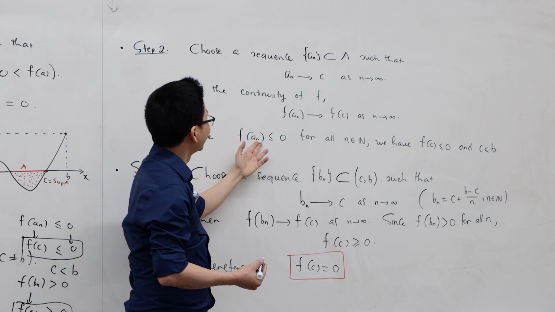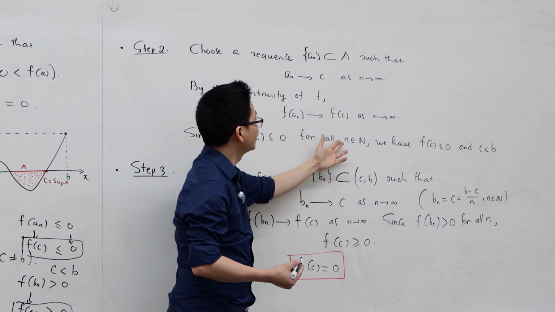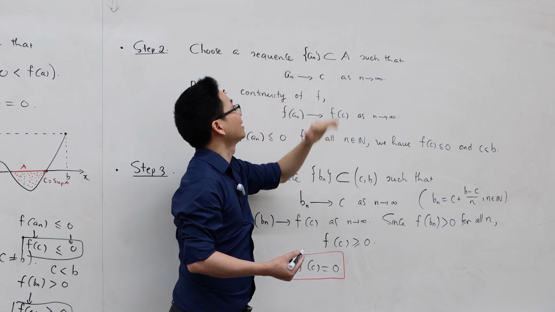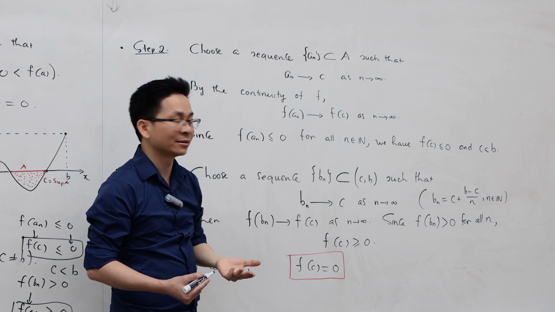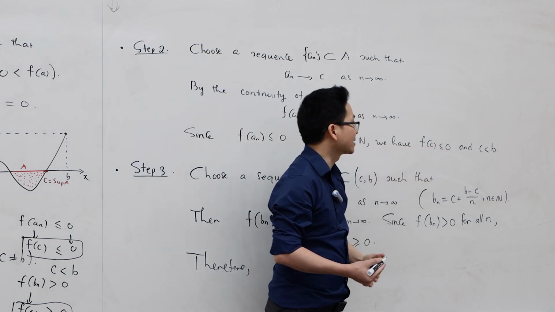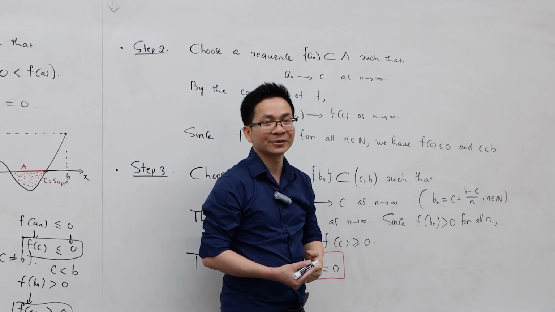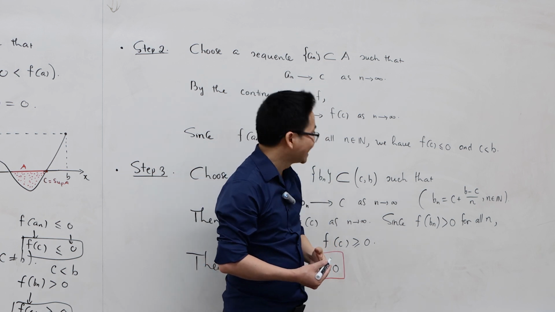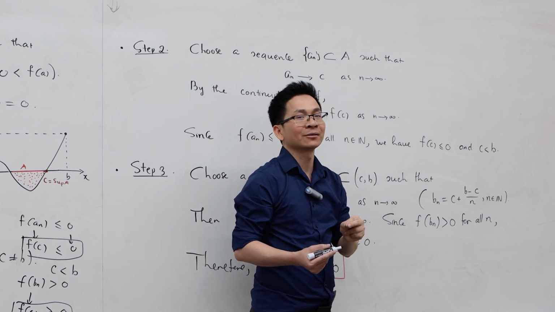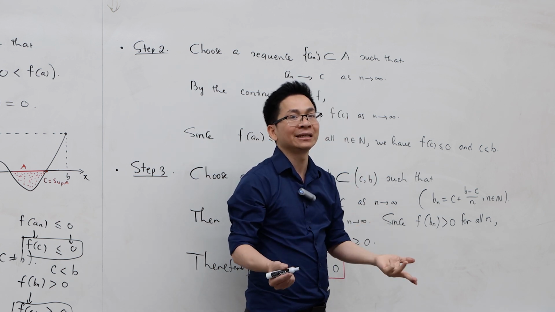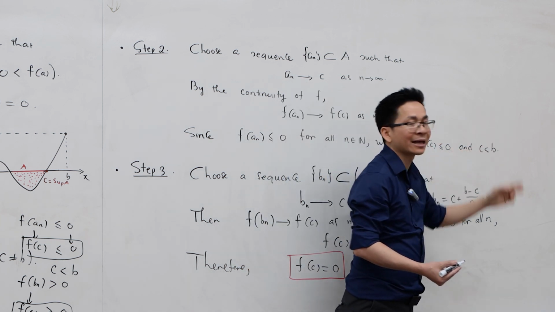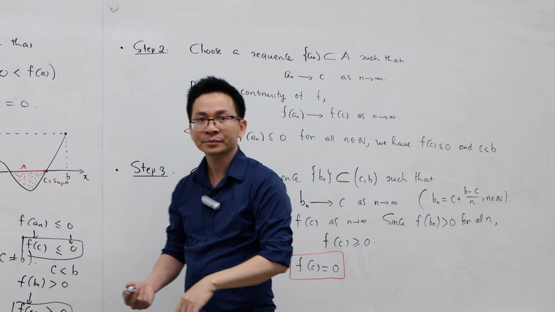Now, because f of an is less than or equal to 0 for all n. Why? Because an is in A for every n. Then by the comparison theorem, f of c is less than or equal to 0. And because f of c is less than or equal to 0, c cannot be b. Why? Because f of b is greater than 0. So c has to be strictly less than b.